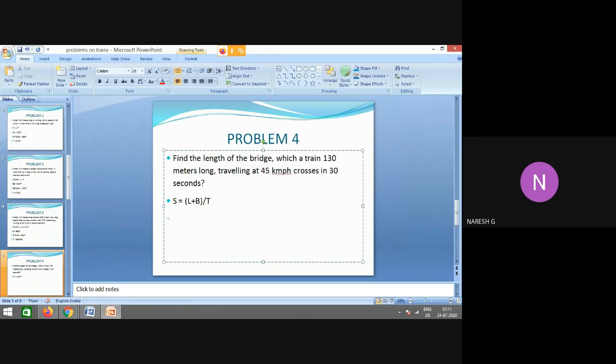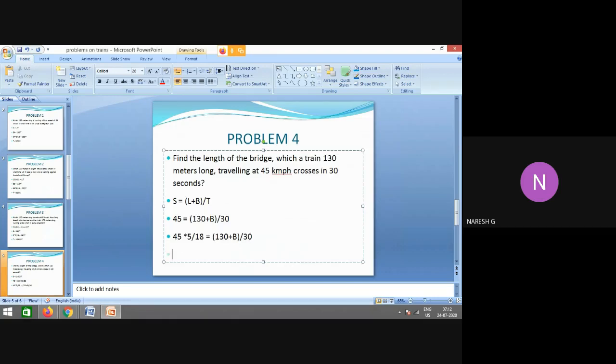They give the train speed, that is 45 km per hour, and the train length is 130 meters, and we have to calculate the bridge length or platform length. So 130 plus B divided by the time, 30 seconds. Train length and bridge length are in meters and time is in seconds, so convert kilometer per hour to meter per second by multiplying by 5 by 18. So 45 into 5 by 18 equal to (130 plus B) divided by 30.